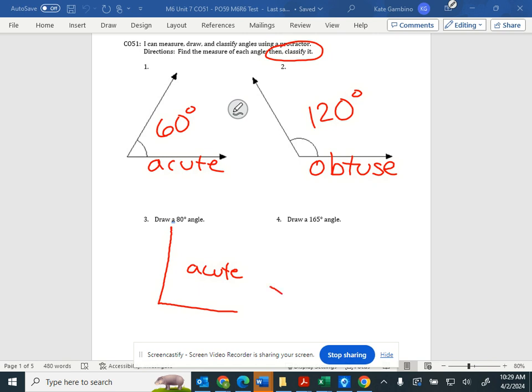165 degrees is way bigger than 90 degrees, so it looks something like that. And it would be obtuse because it is bigger than 90 degrees. Any questions on these ones? Okay.